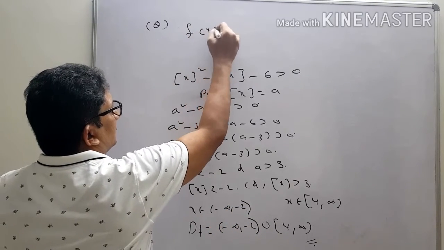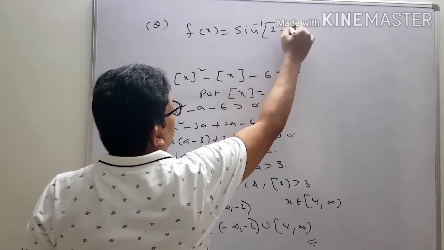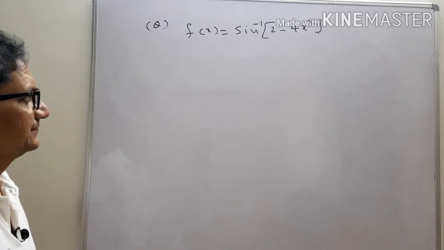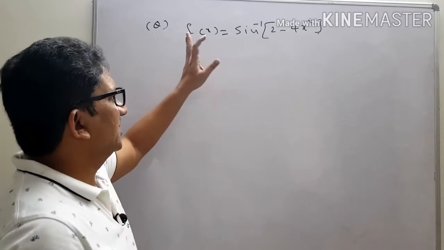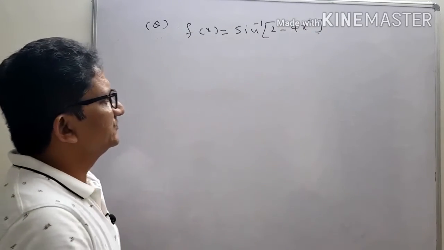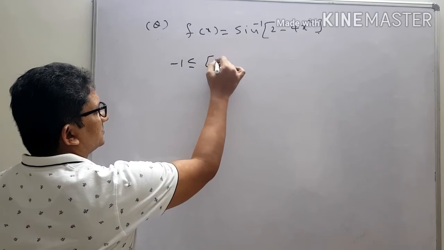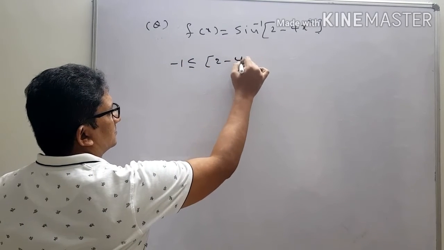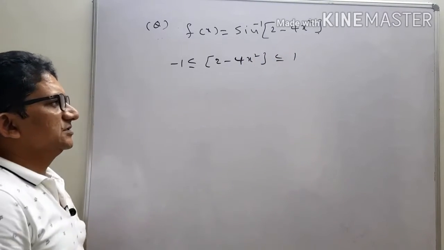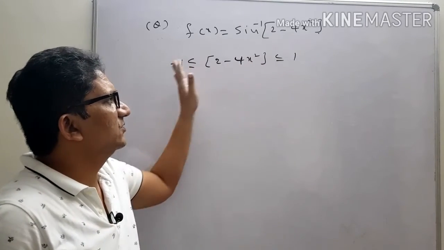Function sine inverse [2 minus 4x square]. See here, the question is find the domain of f of x equals sine inverse of something. So first we need to maintain that [function] in between minus 1 and plus 1. Now here the situation is the [ ] function lies in between minus 1 and 1.